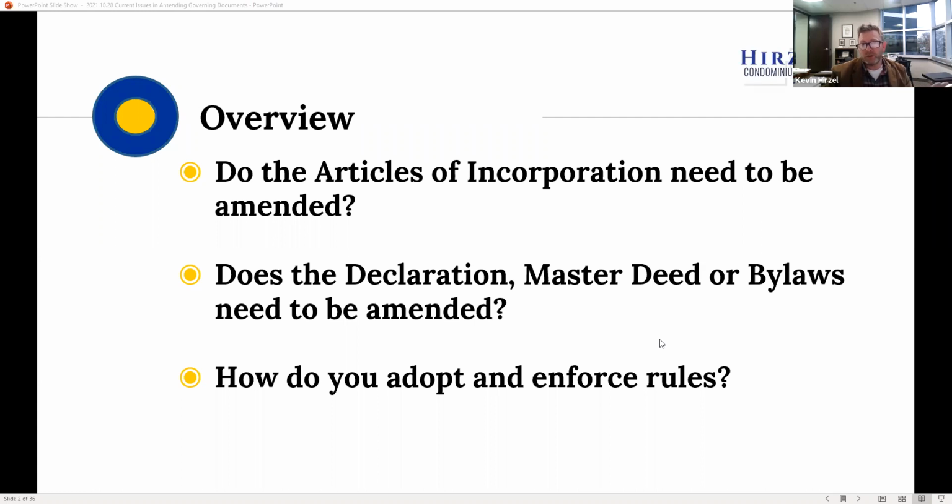Articles of incorporation you can usually amend by a member vote. Declaration and master deed are a little bit more complicated. Sometimes you can do them by a vote. In a condominium setting, you need a supermajority. A declaration can be a little more complicated if you need lot owner signatures. And then what's really interesting is that rules and regulations can be amended without an vote of the members, to a certain extent. Rules and regulations can usually be adopted by the board of directors themselves, although there are certain qualifications and limitations on what they can do on their own.